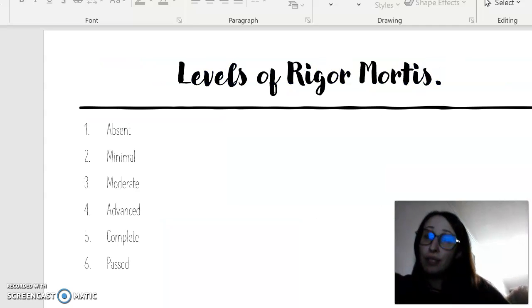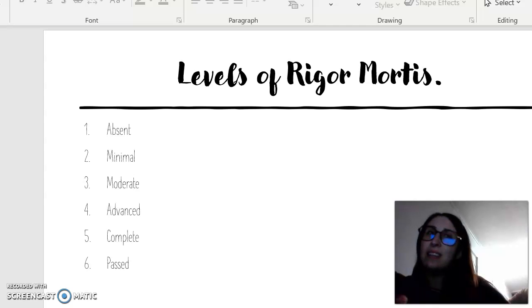There are different levels of rigor mortis. As I was saying earlier, the environment that someone passes away in can affect how rigored they are. If someone just passed away, they are not going to have any rigor mortis. It's absent. As you move forward, it'll go from minimal to moderate to advanced to complete. After the complete stage of rigor mortis, when the person is very stiff, very hard to move, hard to work out the rigor mortis, it will pass and the body will release once again, relax.